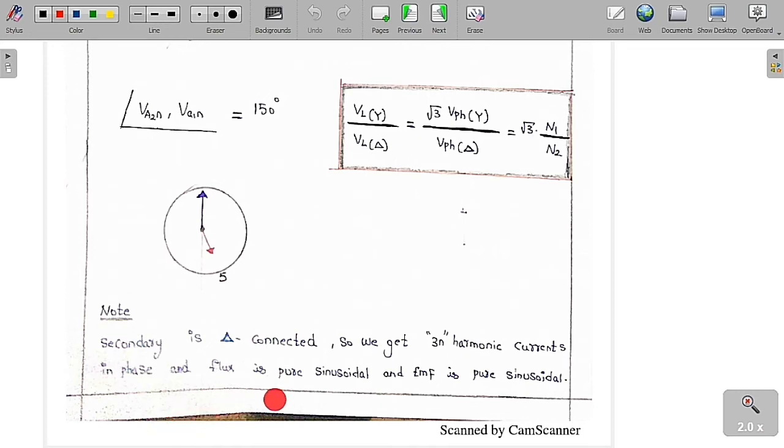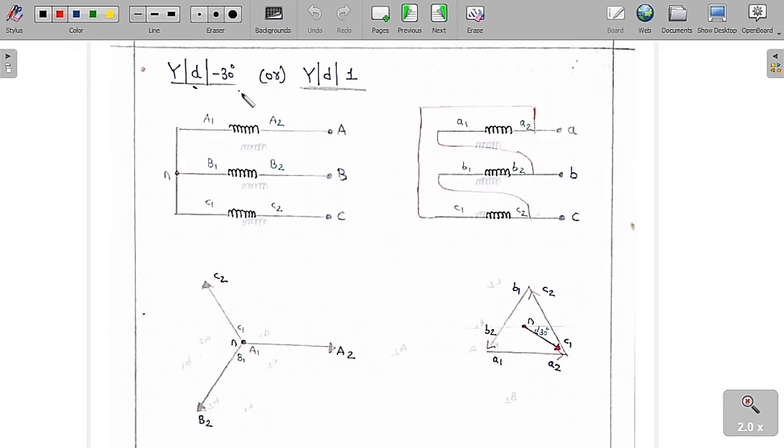Therefore, if the current has third harmonics, the flux will have no third harmonics. So flux will never have third harmonics, and therefore we can say it is pure sinusoidal. As the flux is pure sinusoidal, the EMF is also pure sinusoidal, because EMF depends only on the flux nature. When the flux is sinusoidal, the EMF is also pure sinusoidal. So now we will discuss the star delta minus 30.